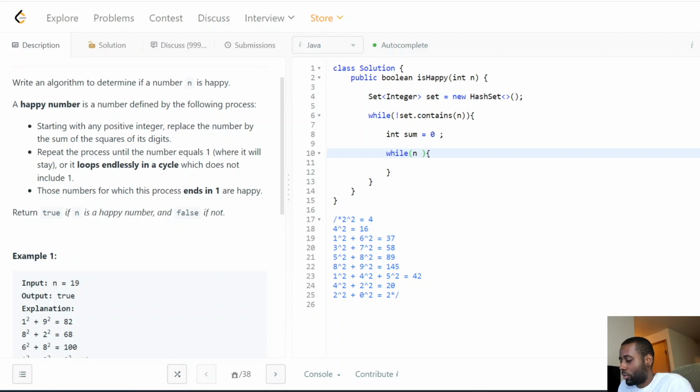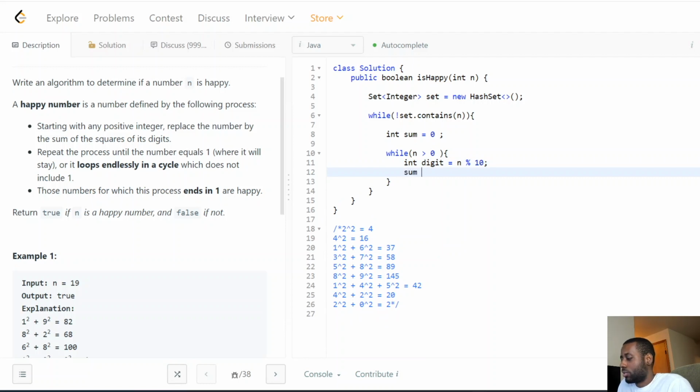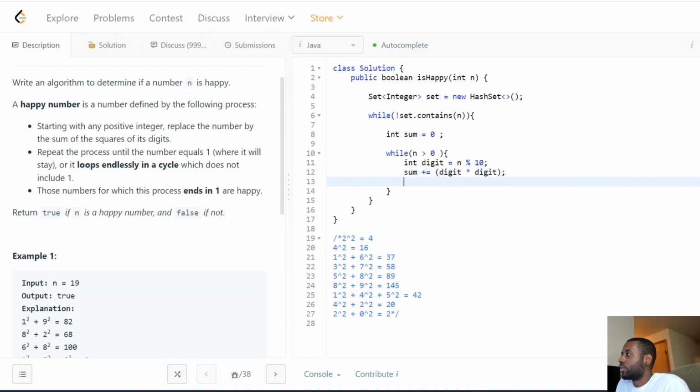So while n is greater than 0, we're gonna get the digits one digit at a time. We're gonna get the last digit every time, so we do n mod 10 to get that last digit. And then since we get that digit, we add it to the sum variable. We're not just gonna do plus digit, we're gonna do the digit times itself. That's gonna help us in getting the square, so we add 9 squared to the variable.